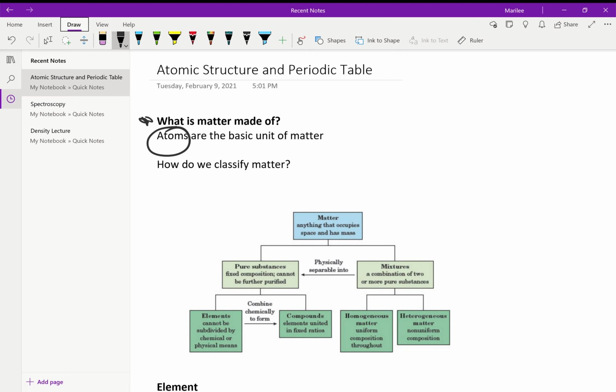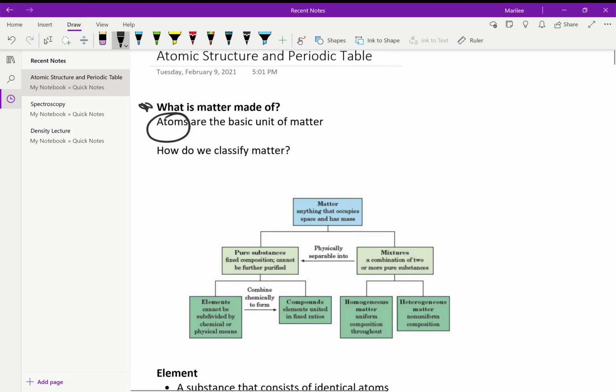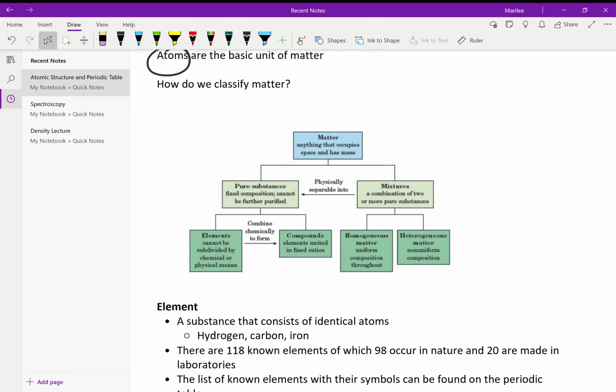So how do we classify matter? I'm going to go over this chart with you. Matter, we said that it's anything that occupies space and has mass, right? So matter can be broken down into two groups. We have the pure substances and we have the mixtures. Pure substances cannot be further broken down, so they're fixed composition. And with pure substances, when you mix them together, you can have mixtures, right? So mixtures are a combination of two or more pure substances.